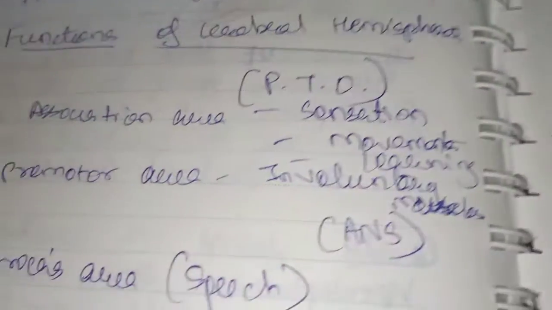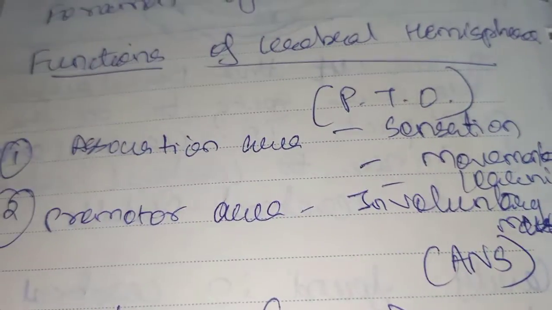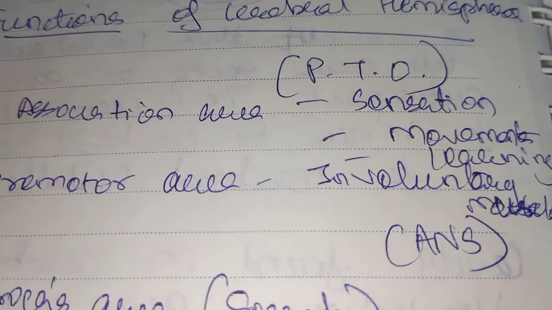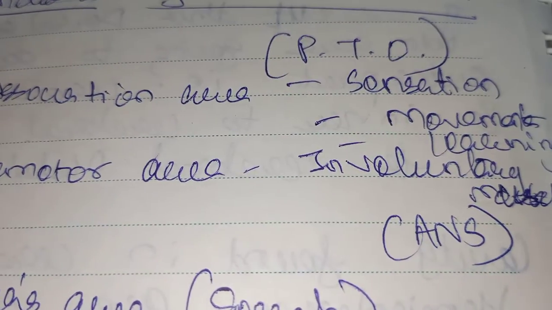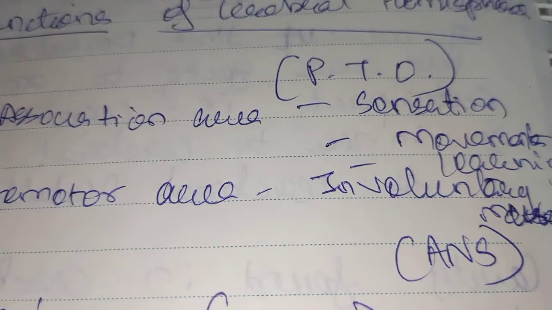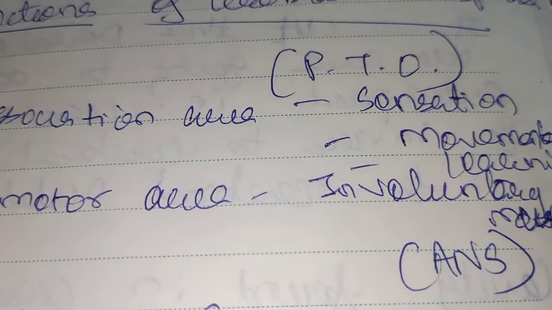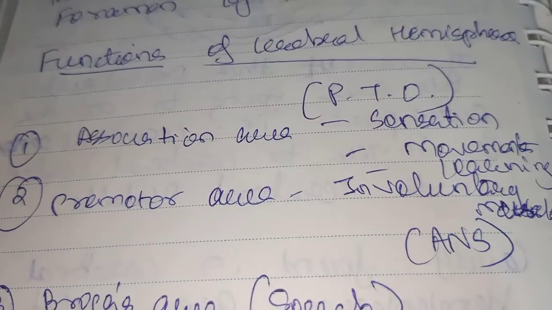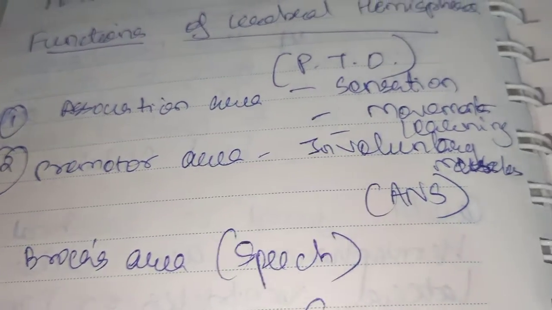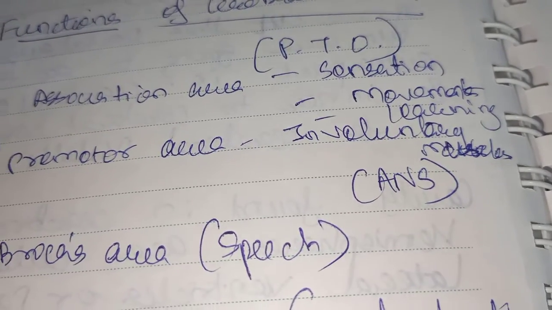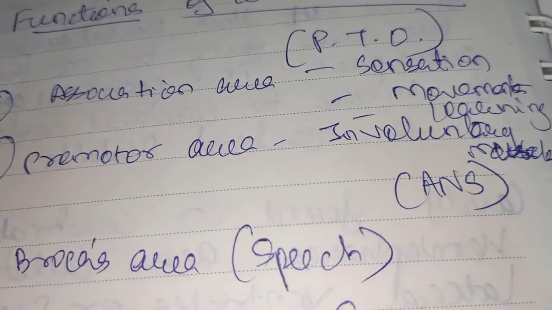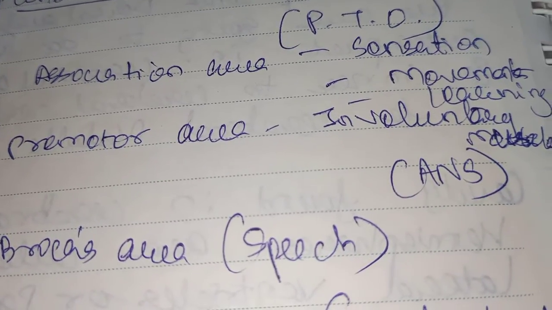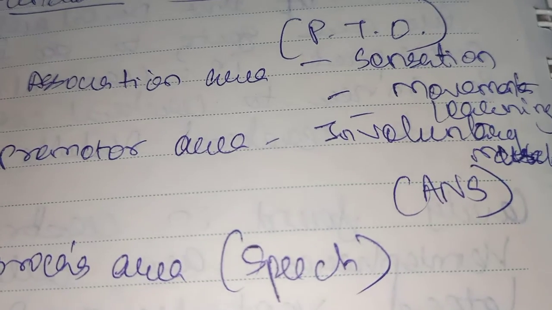Okay. Now which are the functional areas of the cerebrum? So I'll just read it, and I'll show you certain pictures for better understanding. First is the association area, that is sensation, movement and learning. I am just reading this, just try to remember. Then I'll explain in detail each and every functional area as it comes.